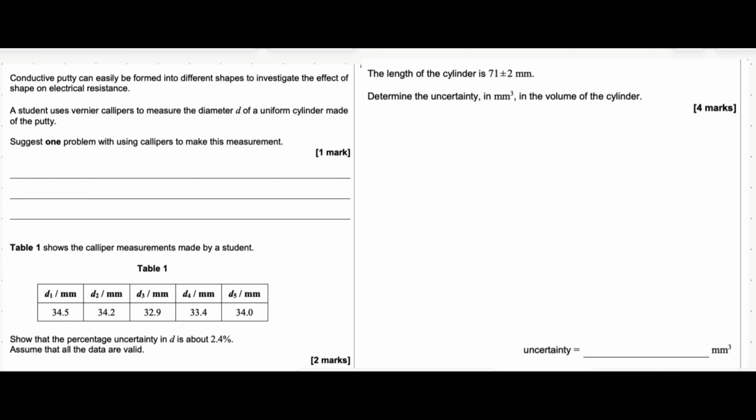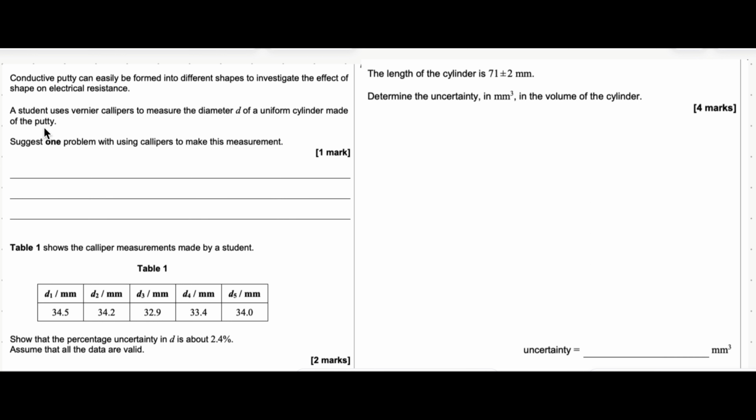On the video today, we're going to have a look at finding percentage uncertainty and also looking at how uncertainty can be affected by squares, multiplication, division, etc. Just to start off with, it tells you an experiment where putty is put into different shapes and its resistance is tested. It says vernier calipers, which are high resolution devices that measure small changes in distance, are used to measure the diameter of the cylinder that's made by the putty. It says suggest a problem using calipers for this measurement.